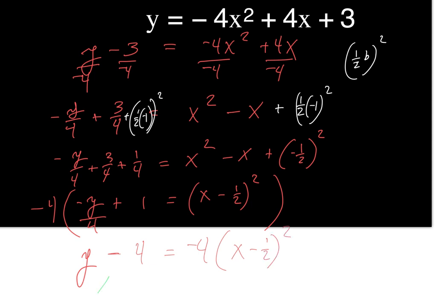What makes this 0? What makes this 0? The value of x that makes this 0 is the x coordinate of my vertex. The value that makes this 0 is the value of the y coordinate of my vertex. That's the vertex of the parabola.